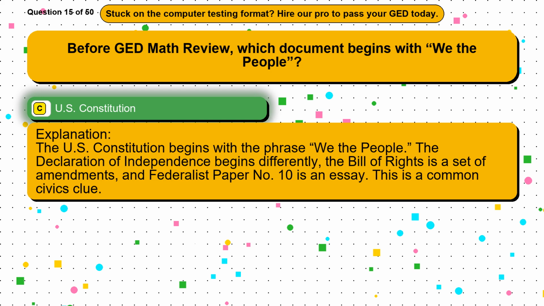The Declaration of Independence begins differently, the Bill of Rights is a set of amendments, and Federalist Paper number 10 is an essay. This is a common civics clue.